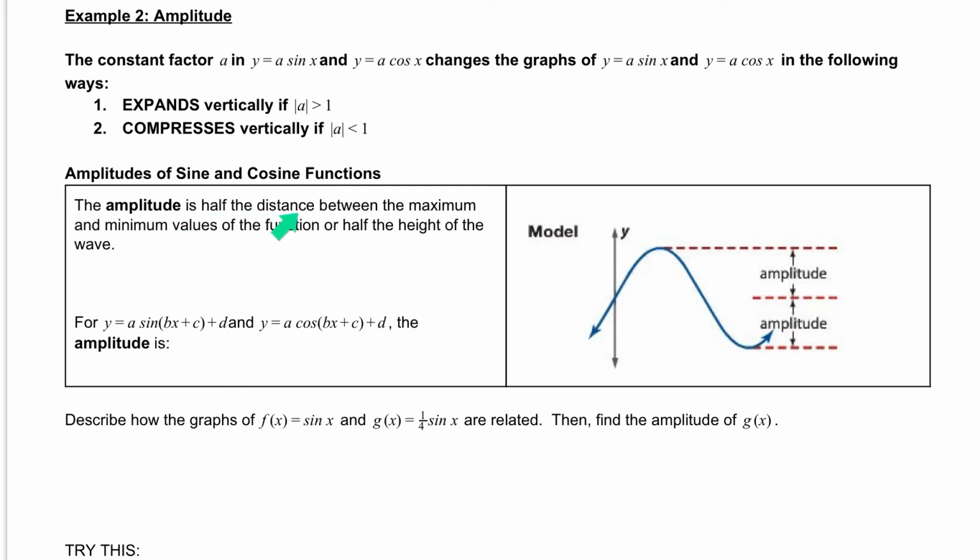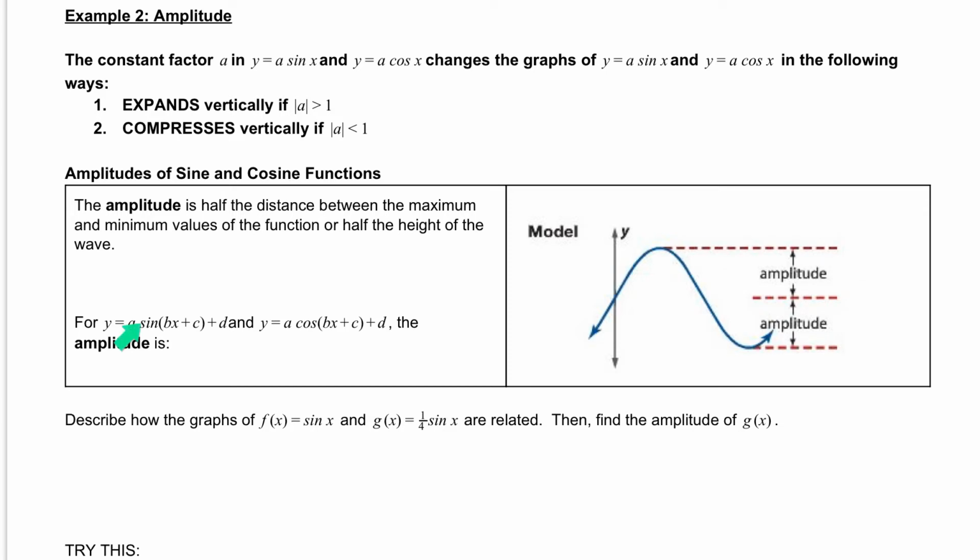The amplitude is half the distance between the maximum and minimum values of the function, or half the height of the wave. So if you take a look at the model over here, here's part of the wave of a sine function. If you think about this as the middle ground right here, this midline, the amplitude is going to be half of it. So here's an amplitude in this direction and an amplitude in this direction. And again, if a is greater than 1, we're going to expand it, so our graph's going to come up higher and down lower. And if we compress it, that means our graph isn't going to come up quite as high. It's going to be a little bit lower, so something like this.